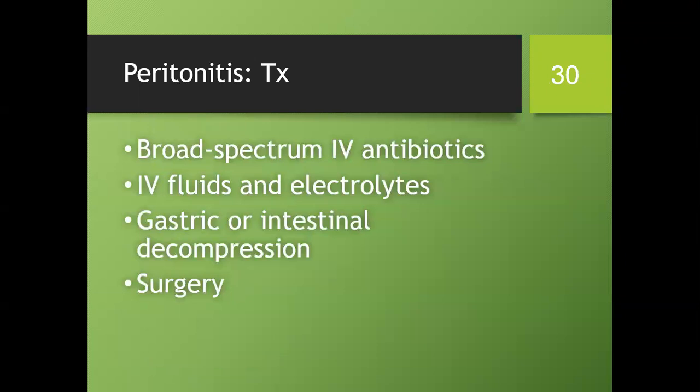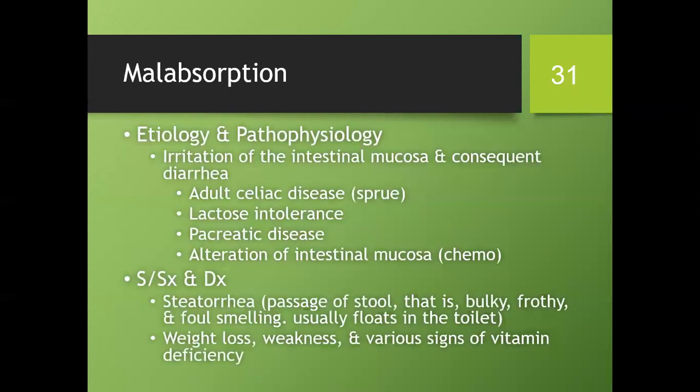What do we do? Antibiotics. Why? Because this is usually infection. This is infection that comes from the bowels in some way, shape, or form. So we want to treat them with a broad spectrum antibiotic. We give them IV fluids and electrolytes. We may do a gastric or intestinal decompression, typically drop an NG on these patients. And then surgery, if necessary. Do a washout, right?